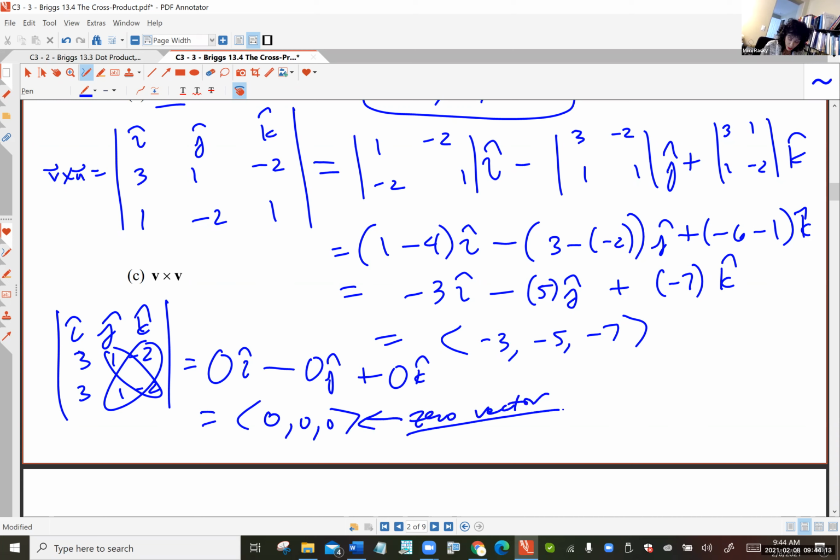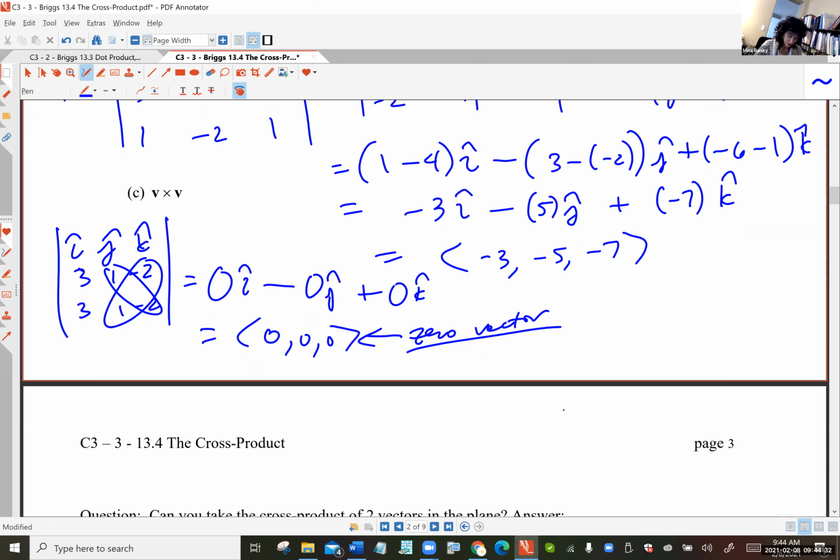Will that always happen when you take the cross product of a vector with itself? Yeah. And in fact, you'll always get that if you take the cross product, sorry, I misspoke, I said dot product, with a vector that it's parallel to, okay?